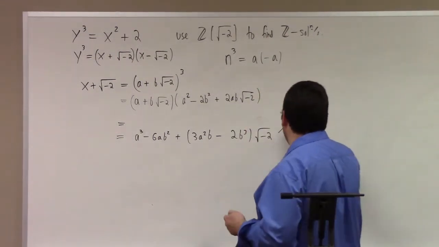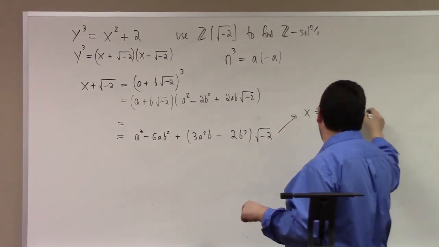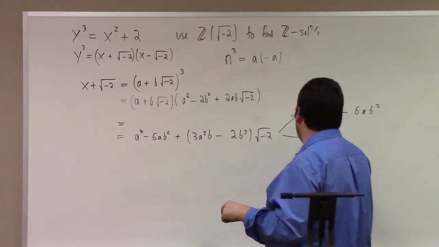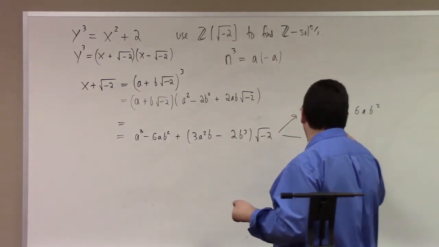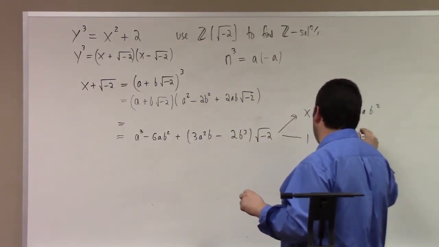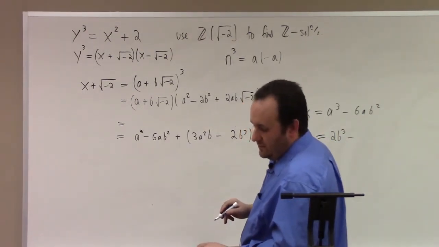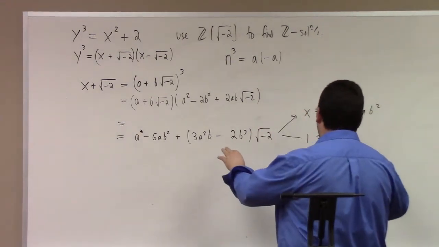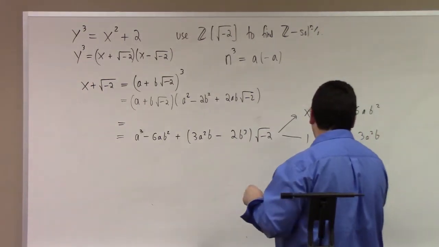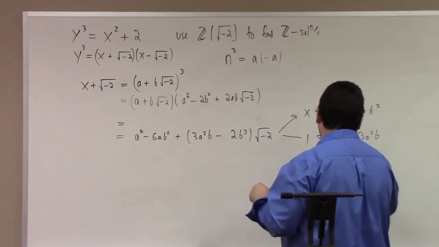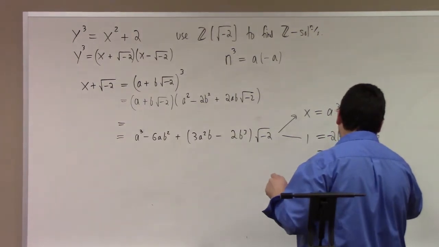So that gives us two equations. The one is x is equal to a cubed minus 6ab squared. The other one is that 1 is equal to minus 2b cubed plus 3a squared b. You can factor out a b there, right? And that gives us b times 3a squared minus 2b squared, right?